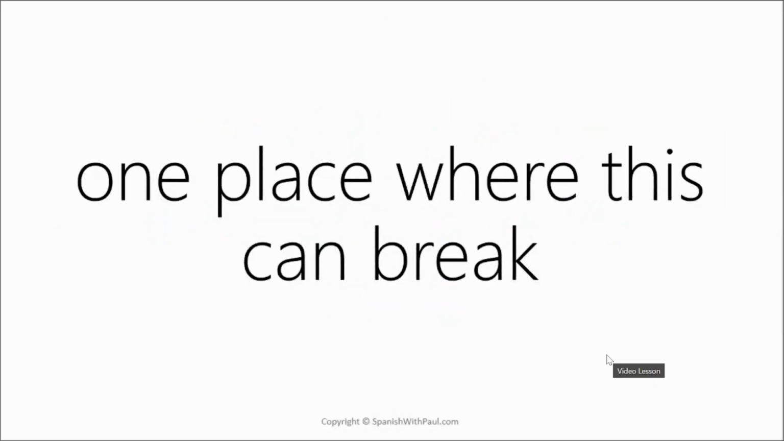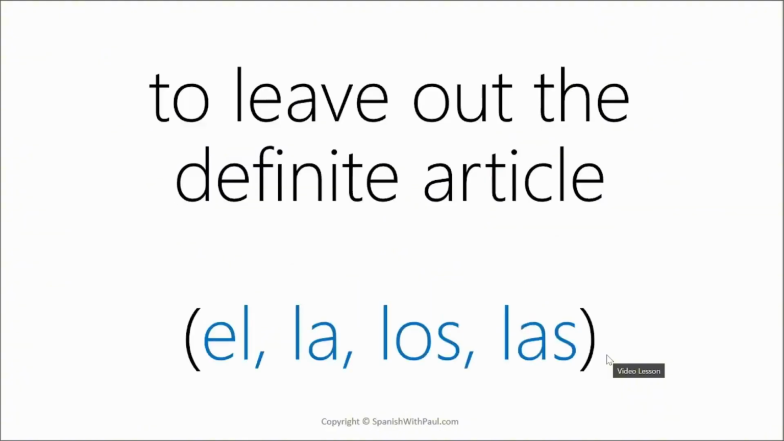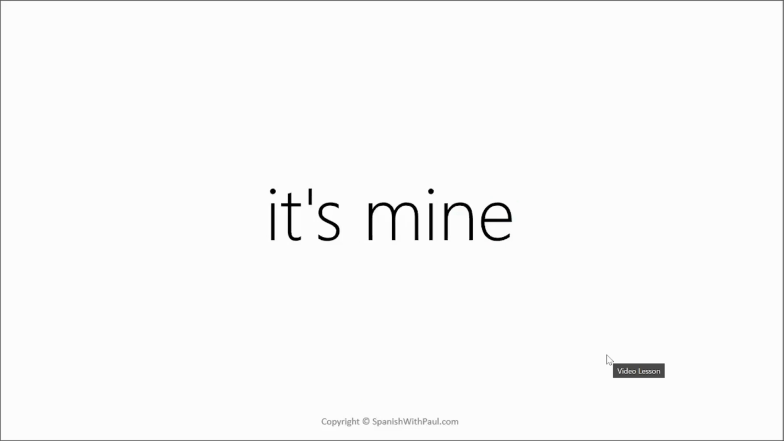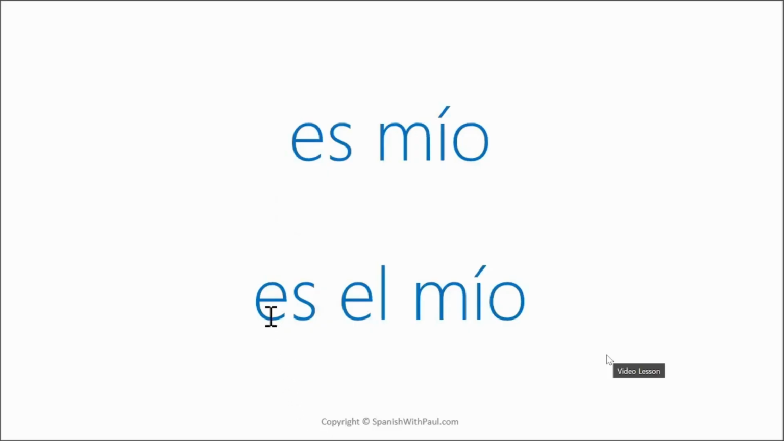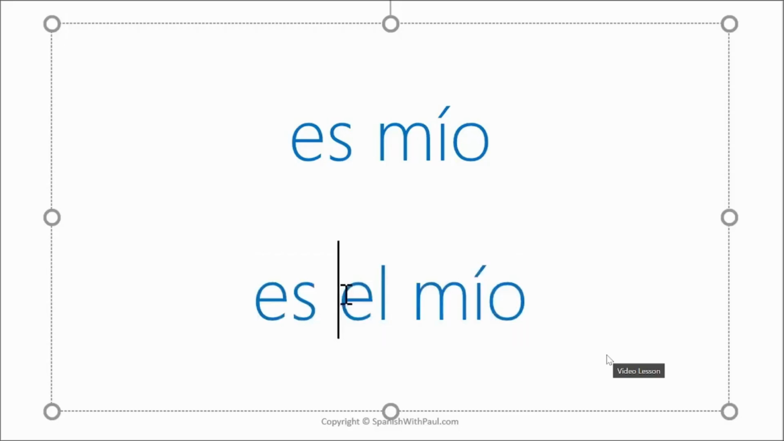Next up, I'd like to show you one place where this rule can break. It's actually quite common for native Spanish speakers to leave out the definite article, meaning el, la, los, or las, if it's coming after ser. So for example, to express it's mine, normally what you will hear is es mío. Now this one, es el mío, is certainly possible. It's not incorrect, but it's not as commonly heard as the first one. Normally, they will not include the definite article after some form of ser. They'll simply go straight into the possessive pronoun itself. So es mío rather than es el mío.